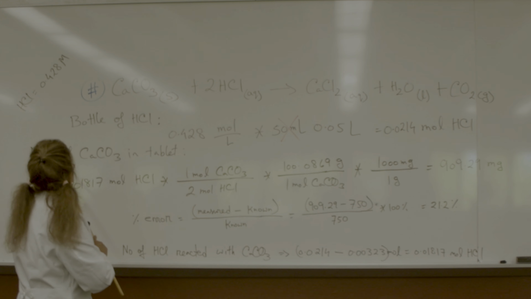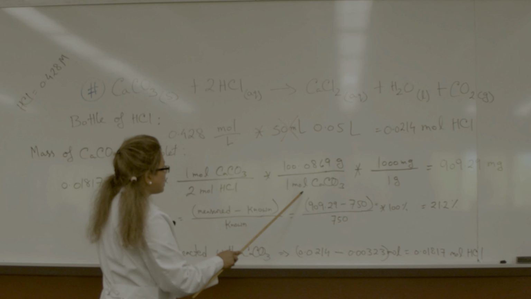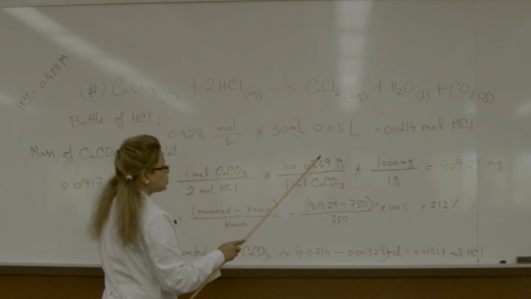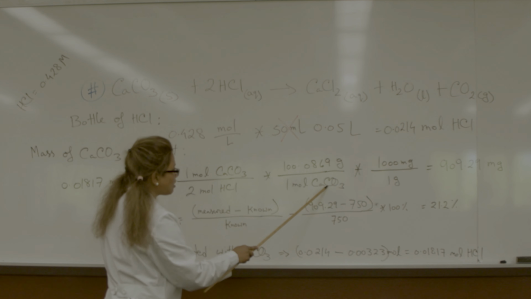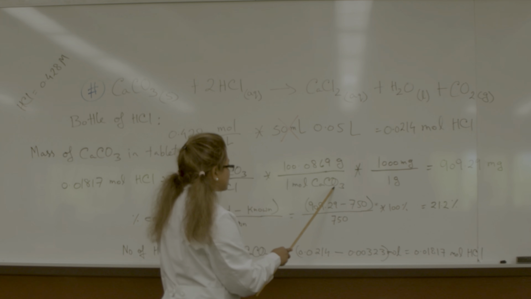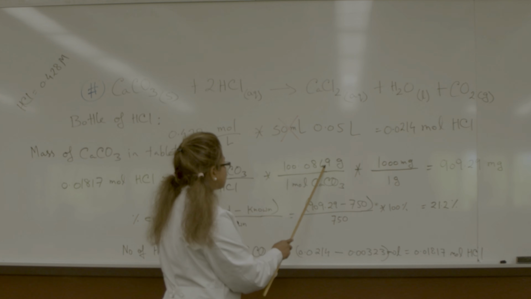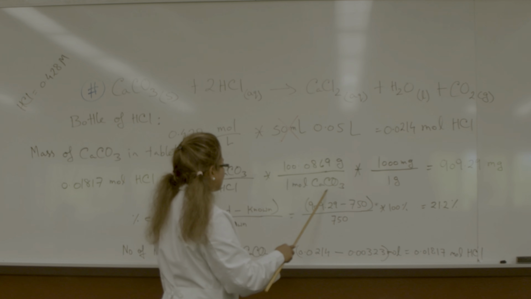Now I want the mass, so my unit should be in grams or milligrams, right? That's why I use the periodic table. You go to the periodic table, you get the mass for calcium, the mass of carbon, and the mass of oxygen, but oxygen has 3, right? So 3 times 15.99, the mass of oxygen. You multiply that, add it up, and you get 100.0869 grams per mole. This is the molar mass of calcium carbonate.